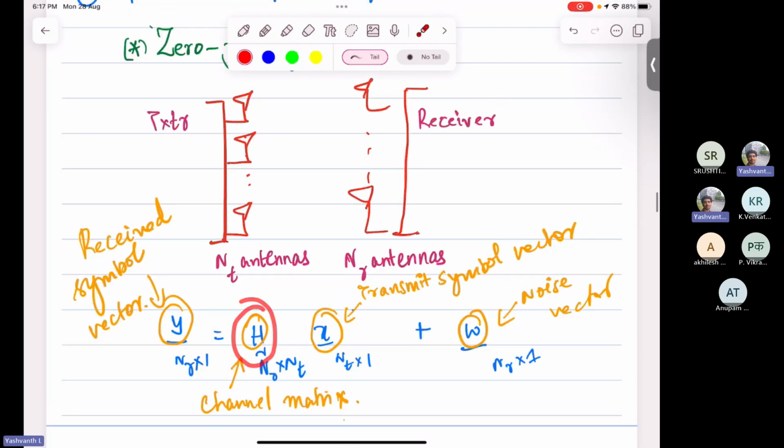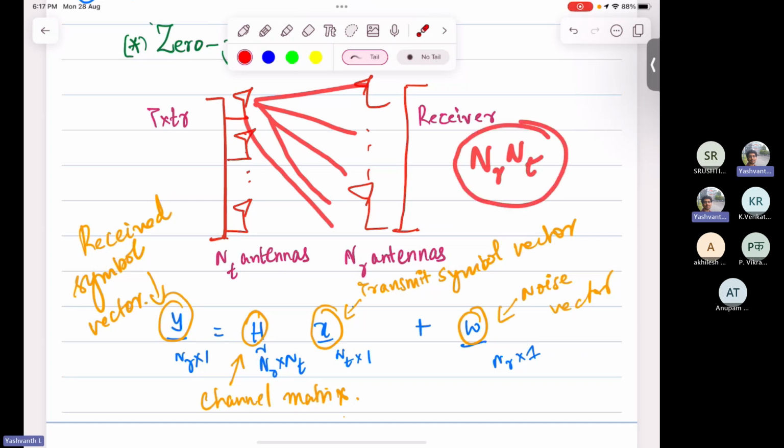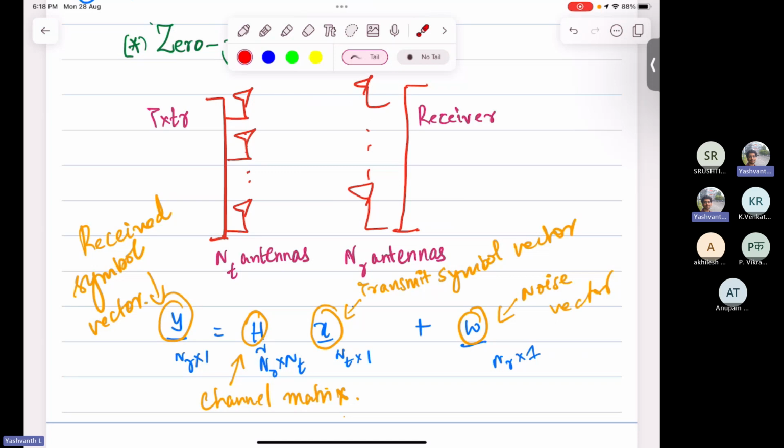For example, the channel between the first antenna of the tower and the first antenna of the user is called H11. The channel between the last antenna of the tower and the last antenna of the receiver is called H_NR,NT. The first index represents the antenna count of the receive antenna, and the second index represents the antenna count of the transmit antenna. There are NT antennas here and NR antennas here, so the total number of channels is NR times NT. If you stack all of them into a matrix, you get the matrix H, which is an NR cross NT matrix.